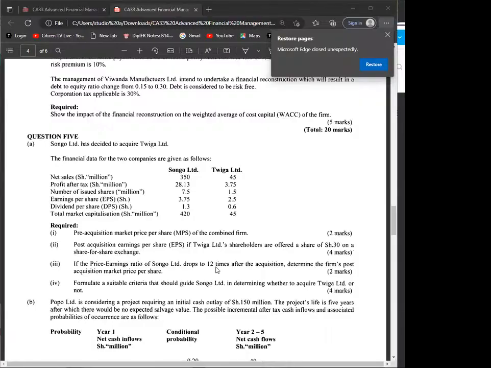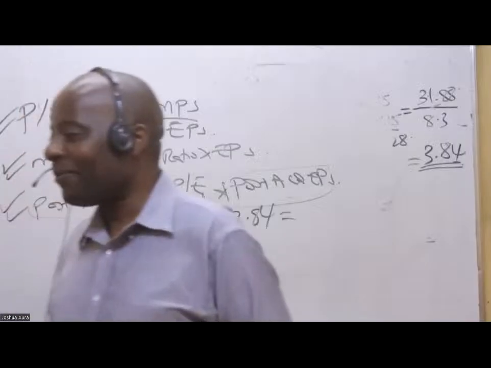Times the post-acquisition EPS. Is there somebody who is able to remember this post-acquisition EPS? We got this somewhere. We got this post-acquisition EPS somewhere as 3.84.